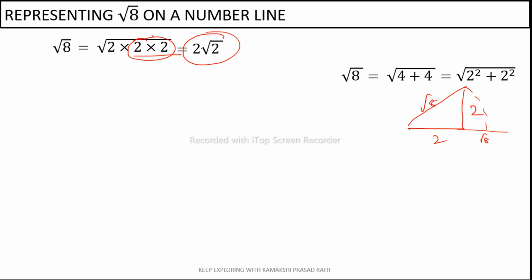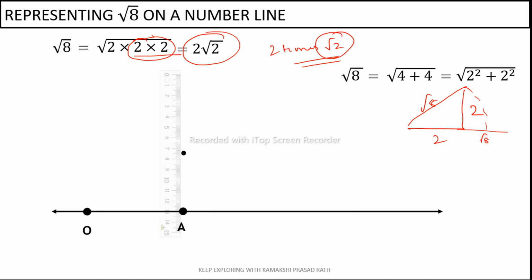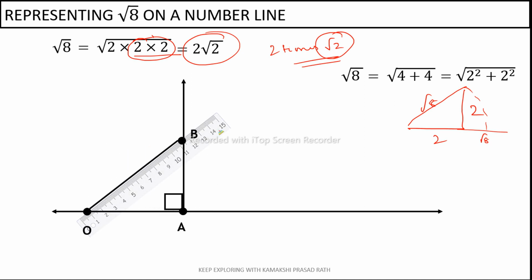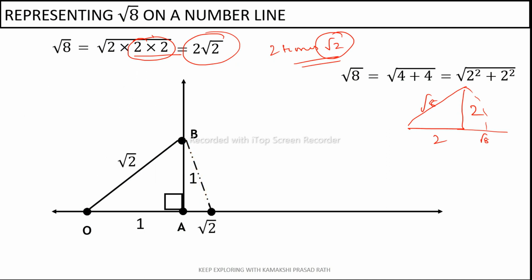So for that, 2 root 2. What do you mean by 2 root 2? This is nothing but 2 times root 2. So first we will do 1 time root 2. We know already the construction, how to draw root 2. Now, once we get root 2, 1 upon 1, root 2 we have got. Now, we need 2 times root 2. So here, we will measure root 2 one time and take the same measurement from root 2. We will draw another root 2 and we get 2 root 2.